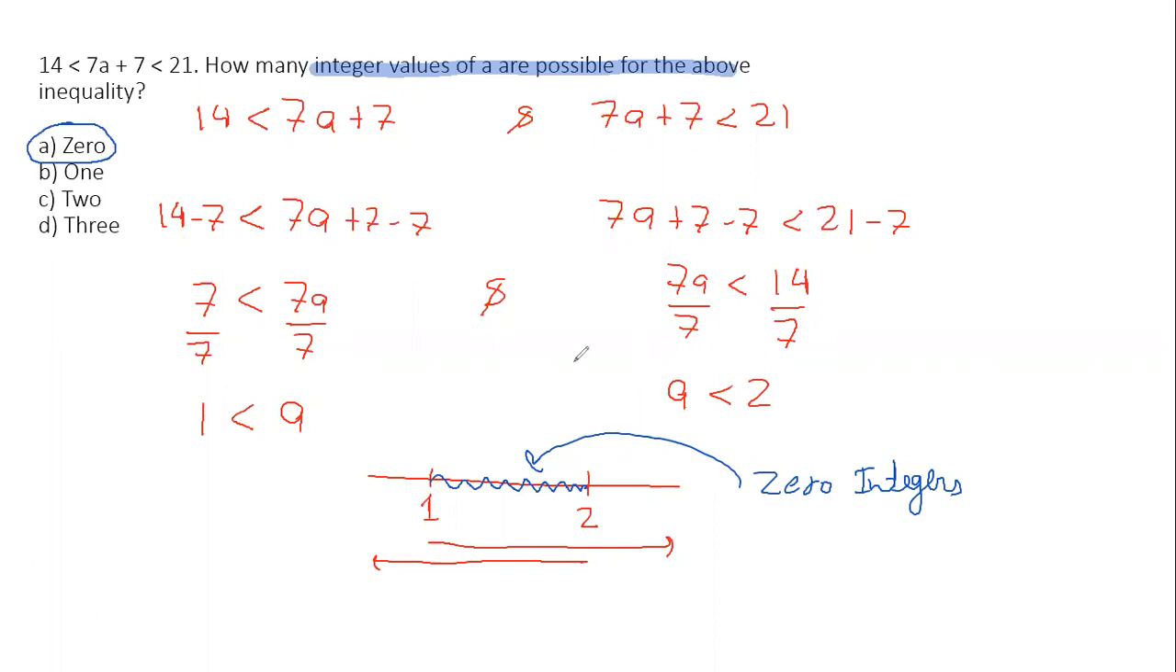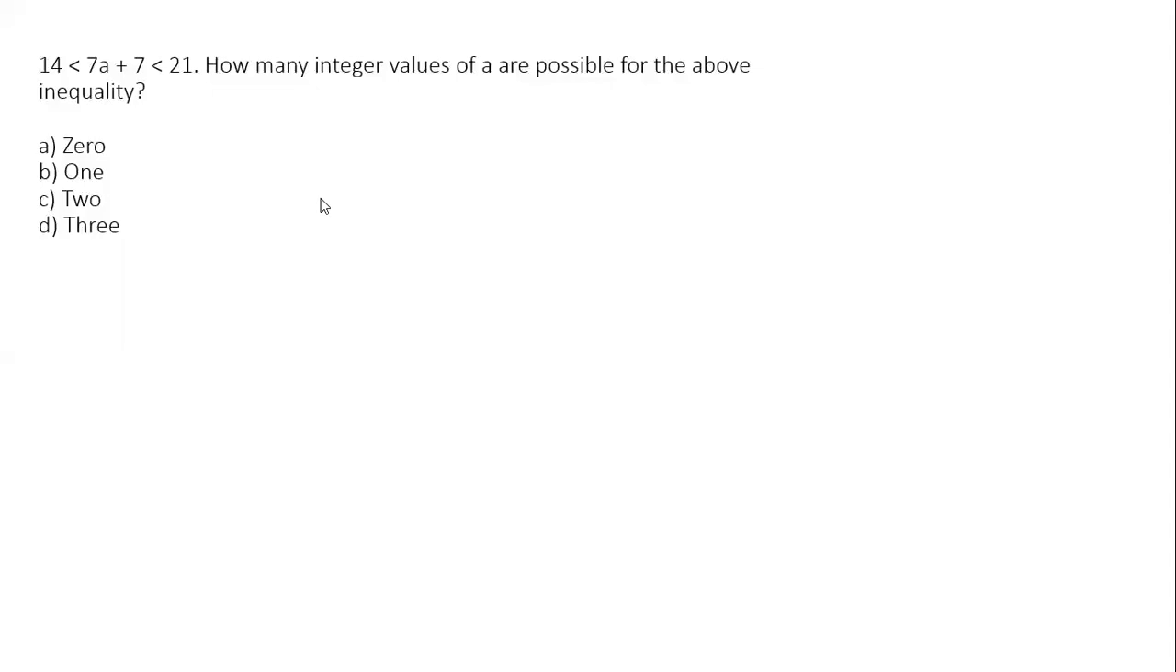So guys, that's how you solve the inequality. Whenever you have multiple inequalities, it's better you break them into two parts and then solve each part separately and then club the result in the end. That's how you solve a particular inequality. Okay. So guys, I hope this question is clear. Now moving on to the next question.